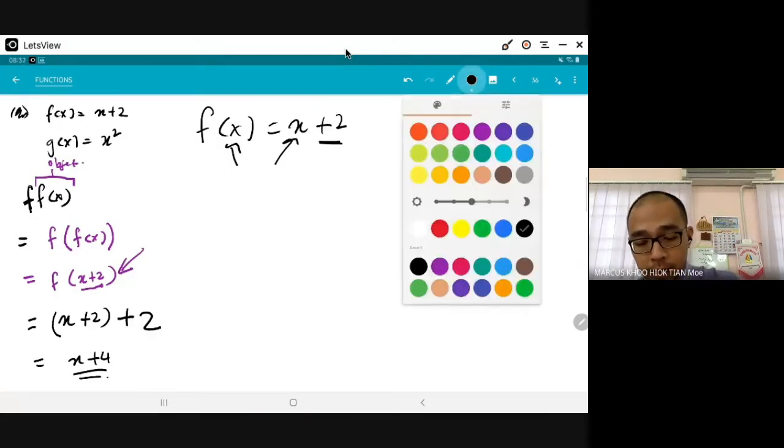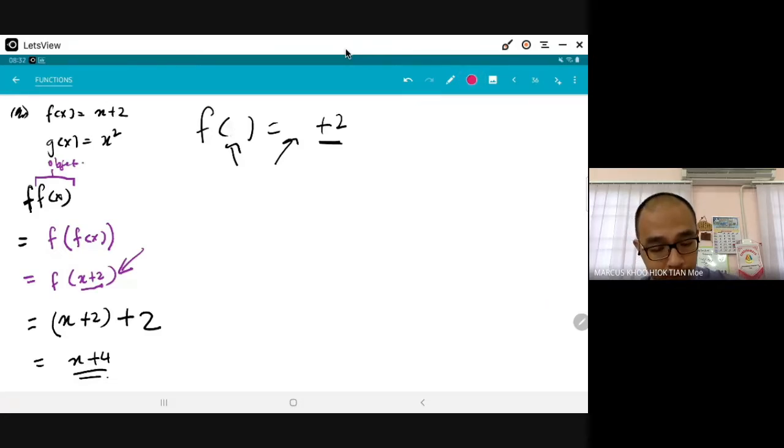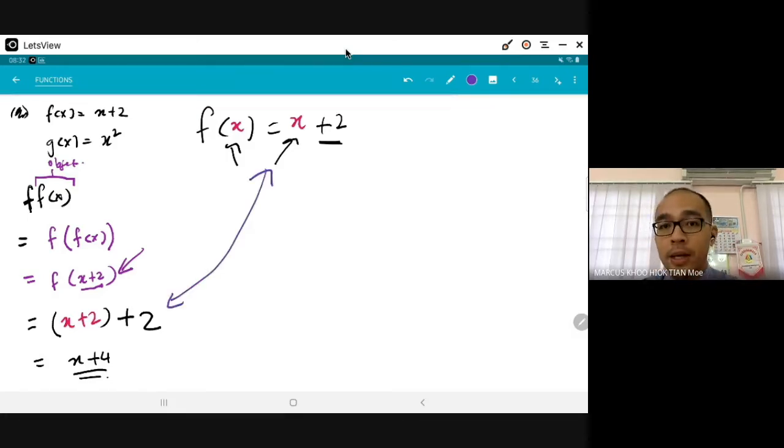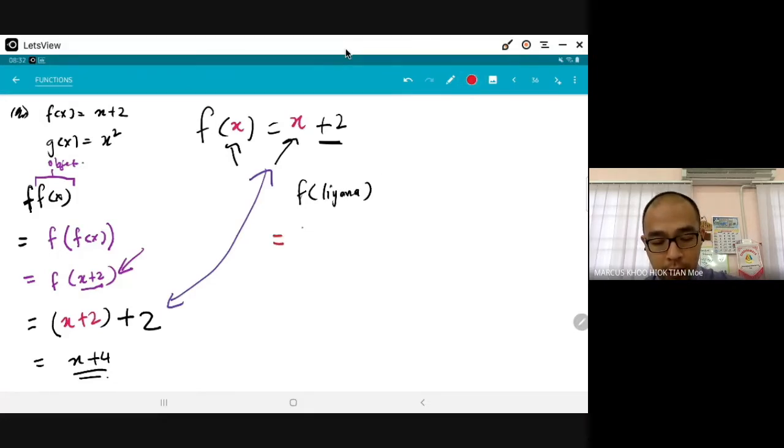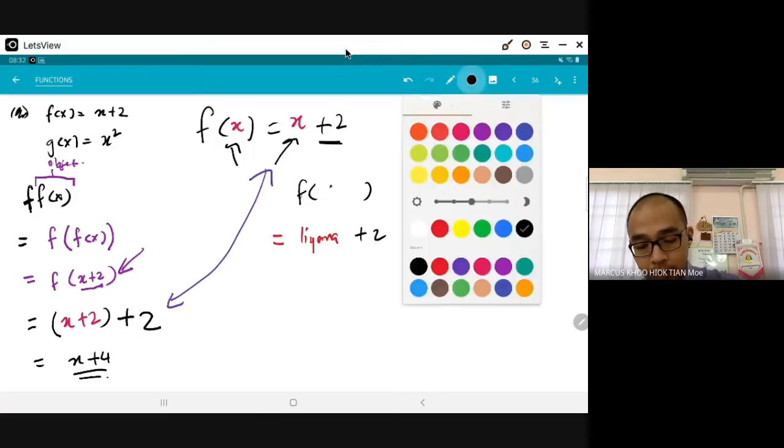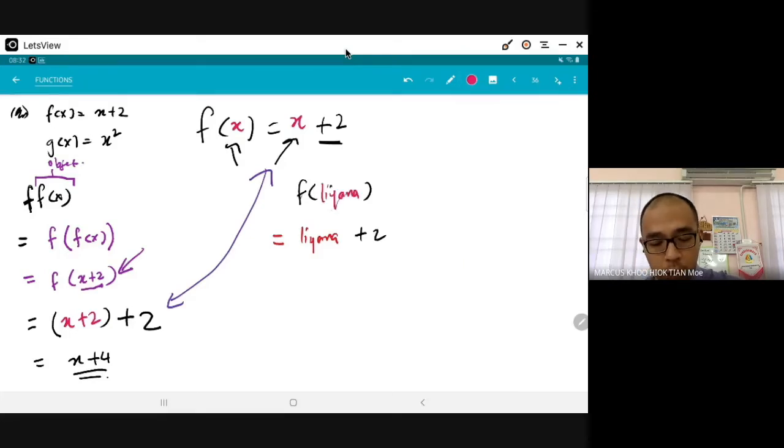Maybe it will help if I did it in color. Yeah, like this. So over here will be x + 2. Notice that this and this are the same thing. I only changed the color to red. The thing inside the brackets in red is what must change. Let's say I play around a bit. Let's say I give you f, let's pick one name now. f(Liana) will be equal to Liana + 2. Actually here I should use red. Whatever goes into this bracket must come back in the same place. The plus 2 stays the same.